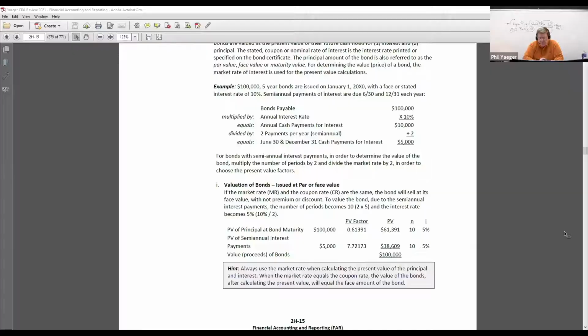It's 10%, right? Because we always use the yield rate. So if the yield rate is 10%, and that's the annual rate, then semi-annually, every period we're going to yield 5%. Do you see that?